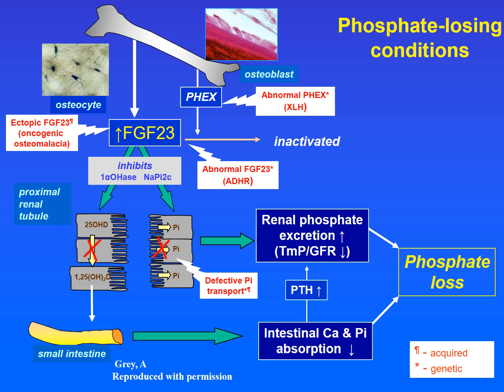Mutations in the FGF23 gene itself that lead to changes in the protein that make it resistant to the normal processes of catabolism are described, and that's an inherited condition, usually autosomal dominant. Those are rare but well described.